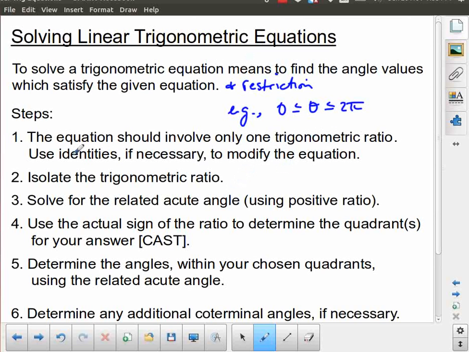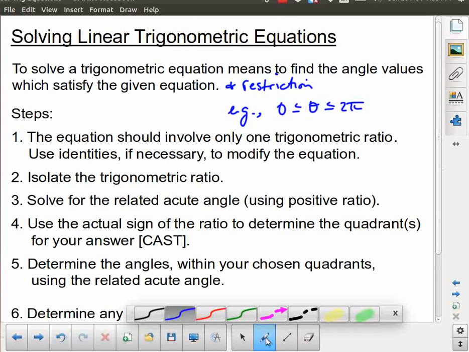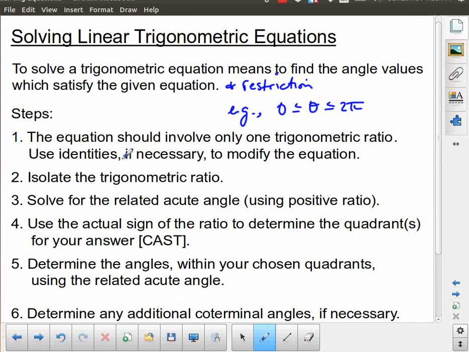So the first thing, our equation should only involve one trig ratio. If we have more than one ratio, we're going to use identities to modify the equation. But again, a little amendment I'd like to make to this one, which is, I say to use identities, but sometimes we might just use algebra to modify the equation. And you'll see I've got an example in this lesson where I'm going to be talking about that. And the reason why we do that is because we want to do this isolation of a trigonometric ratio. Then we're going to solve for the related acute angle using the same process that we've done.